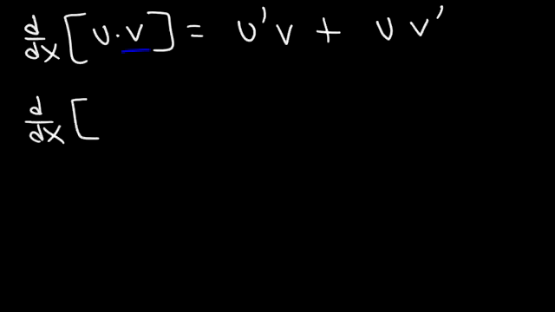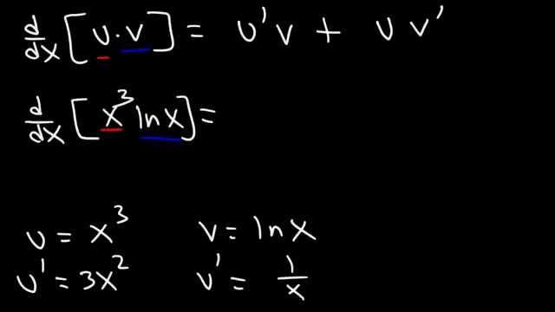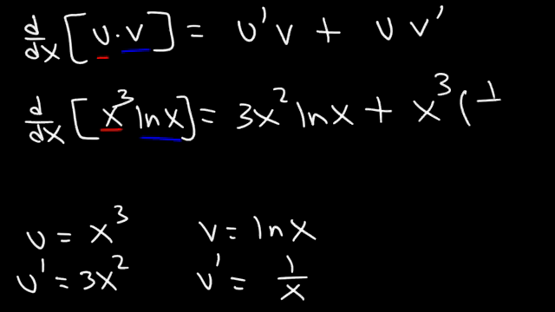Now let's try another one. What is the derivative of x cubed ln x? So in this case, we're going to say v is ln x and u is x cubed. U prime, the derivative of x cubed, is going to be 3x squared, and v prime, the derivative of ln x, is going to be 1 over x. So it's u prime v, 3x squared times ln x, plus uv prime, x cubed times 1 over x.